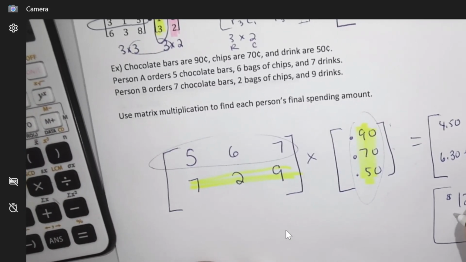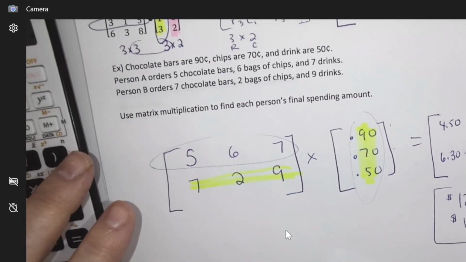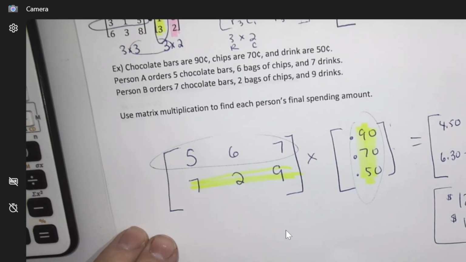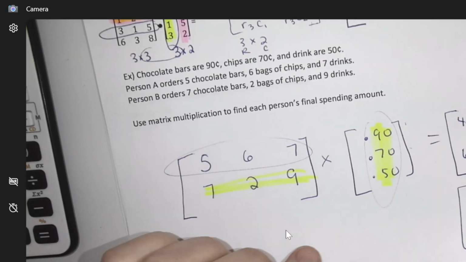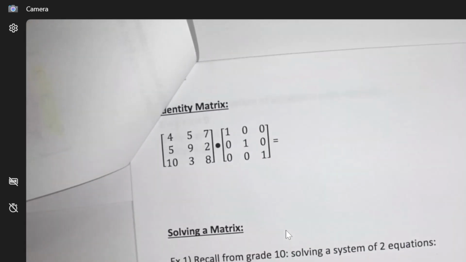Oh, is that the same? Anybody else get the same spending? Okay, so you see the matchup? You got to follow, follow, follow with your fingers like that. Okay, last thing. Identity matrix multiplication.